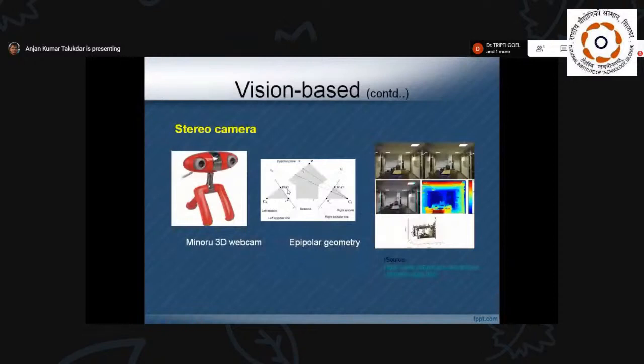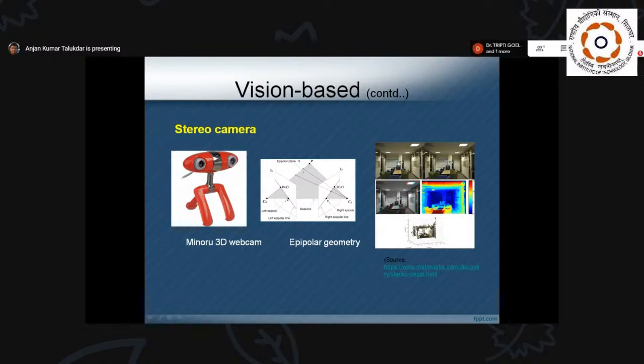But if you go for a stereo camera, that means two cameras at a time, you can extract the 3D information also. So this is one Minero 3D webcam you can see. This is epipolar geometry, which is used to represent this stereo camera, and using this technique we can find the third information, that means the Z or the depth information, from these two cameras.